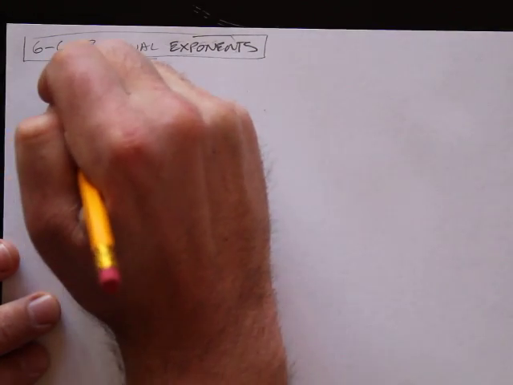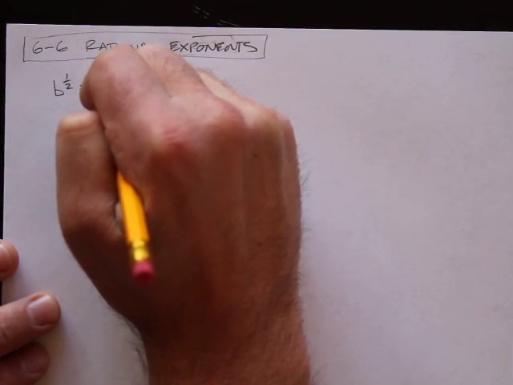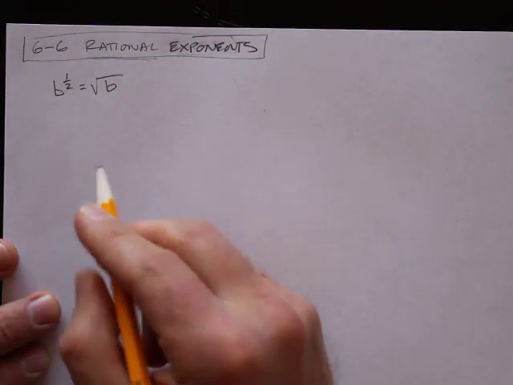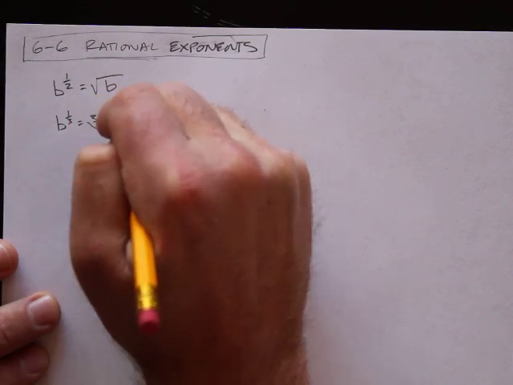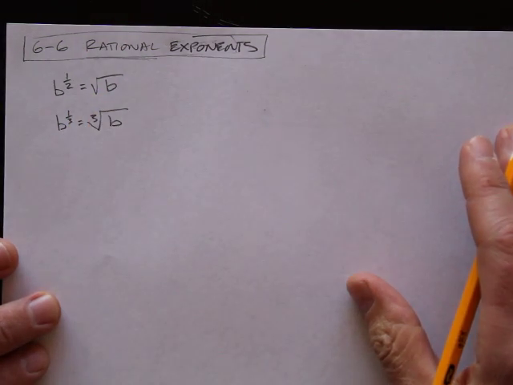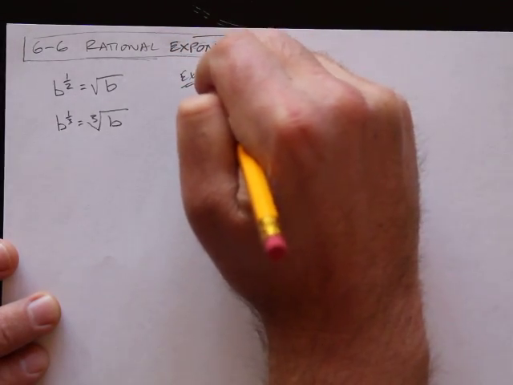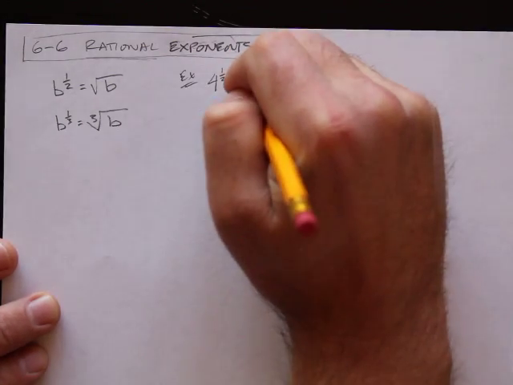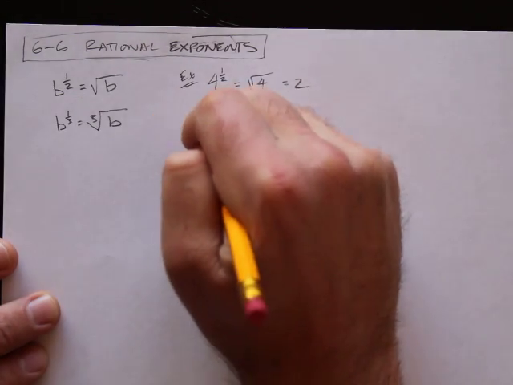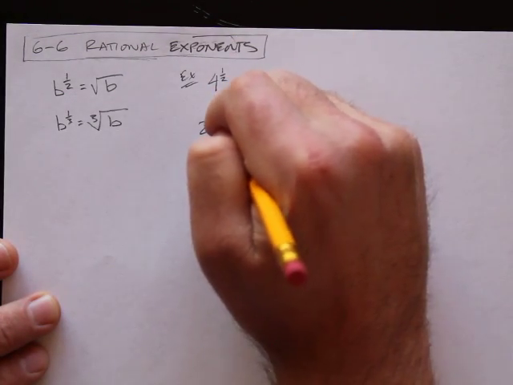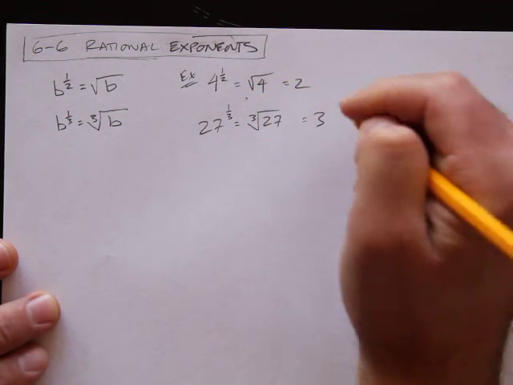So b to the 1/2 equals the square root of b. b to the 1/3 equals the third root of b. Here's an example. 4 to the 1/2 power is the square root of 4, which is 2. 27 to the 1/3 power is the third root of 27, which equals 3.